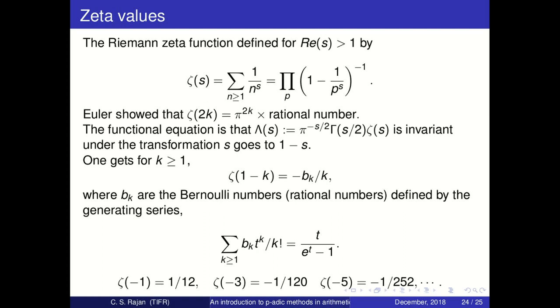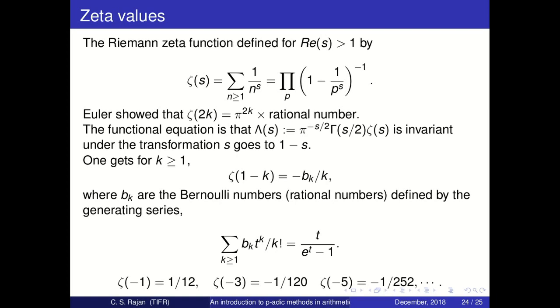I just want to take a couple of slides to say another place where p-adic numbers come in very naturally. So take zeta(s), the Riemann zeta function, which everybody knows. And Euler showed that zeta of 2k is pi to the power 2k times a rational number.